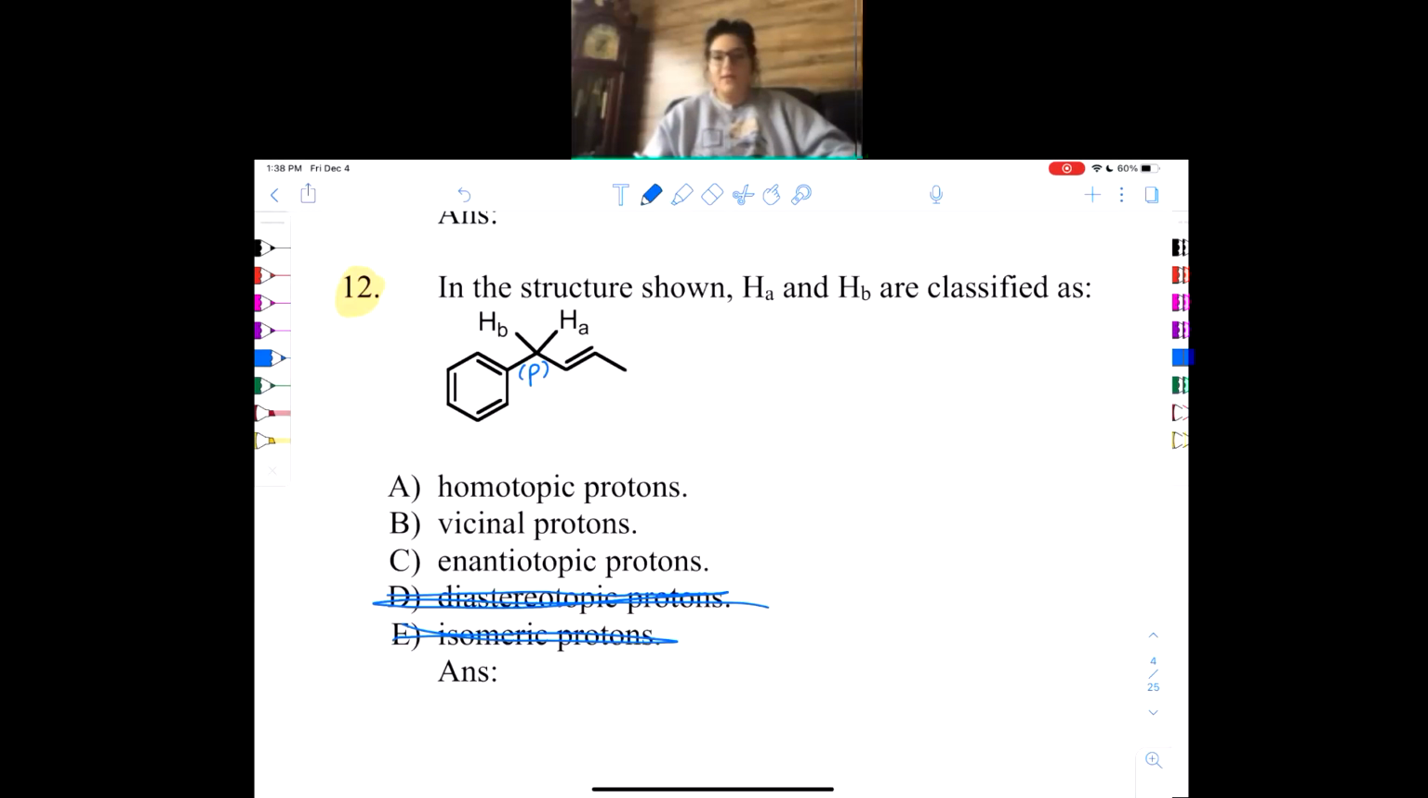Okay. So now we are looking for the best answer. And students always mix up vicinal and geminal. Which term means on the same carbon? Is it vicinal or geminal? Geminal, exactly. Vicinal would mean on carbons next to each other. So B is also out. So between homotopic and enantiotopic, which one is the best choice? C, because that is the most specific. You are absolutely correct.